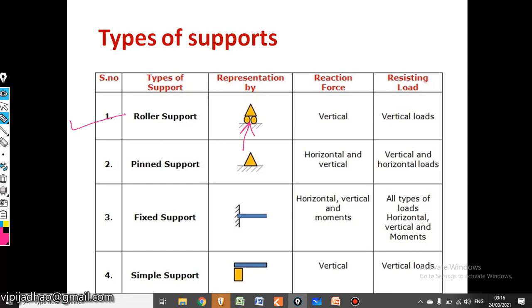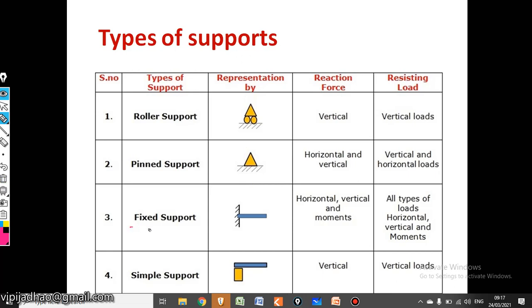The second type of support is called a pinned support. Here in case of pinned support or hinge support, there will be two reactions. The first one is the vertical reaction and the second one is the horizontal reaction. Therefore it will be resisting the horizontal as well as vertical reactions.